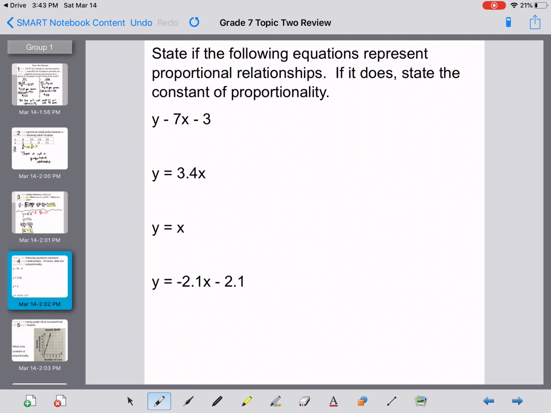The next problem. State if the following equations represent proportional relationships. If it does, state the constant of proportionality. Take a second to copy down all four equations. This first equation should be y equals 7x minus 3.